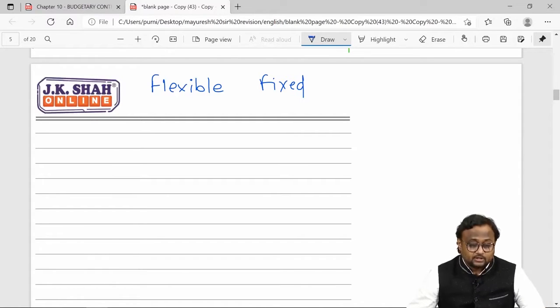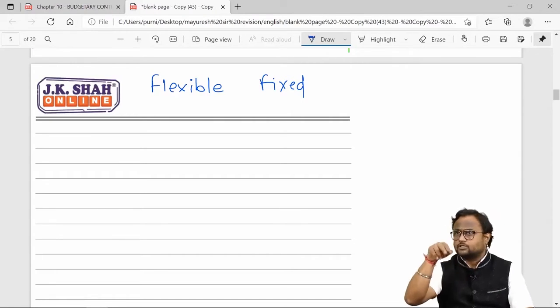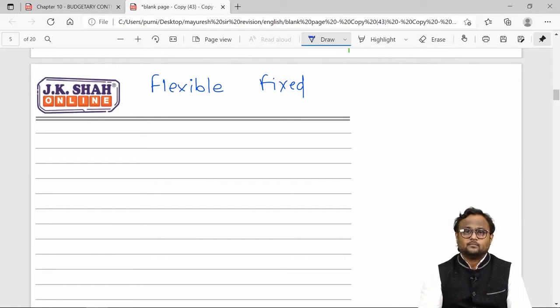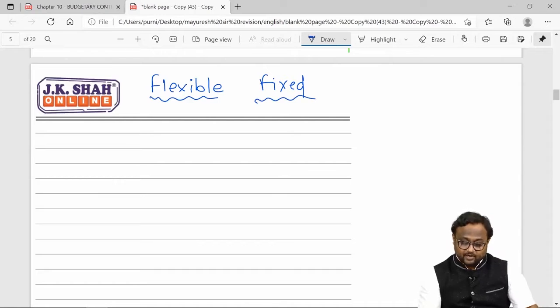So I may take a call. I'll prepare budgets at 80,000, 90,000, and 1 lakh. My variable cost will keep on changing, but my fixed cost will remain the same. I hope you know this part. So whenever you talk about flexible and fixed budgets, you need to understand a simple bifurcation of the total cost structure into variable and fixed.